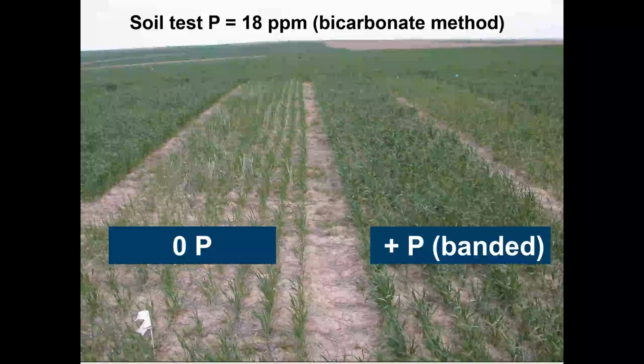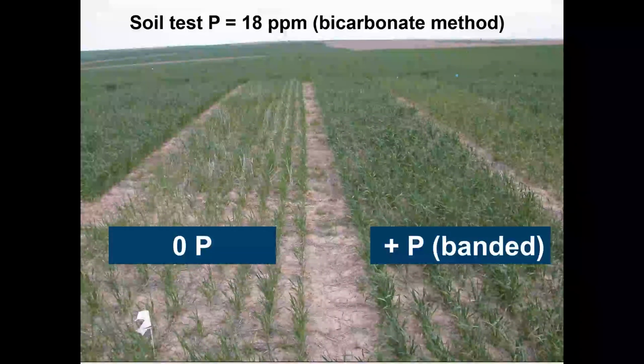And I'll note that at this particular site, the initial soil test level was 18 parts per million in a bicarbonate or Olsen test. So normally we would say that at that level of soil test phosphorus, we wouldn't expect to see much of a response. But I think many people experience this, the starter effect of phosphorus, the ability to get improved visual and even final yield responses to phosphorus, even when soil tests indicate levels might otherwise be adequate, are somewhat common.